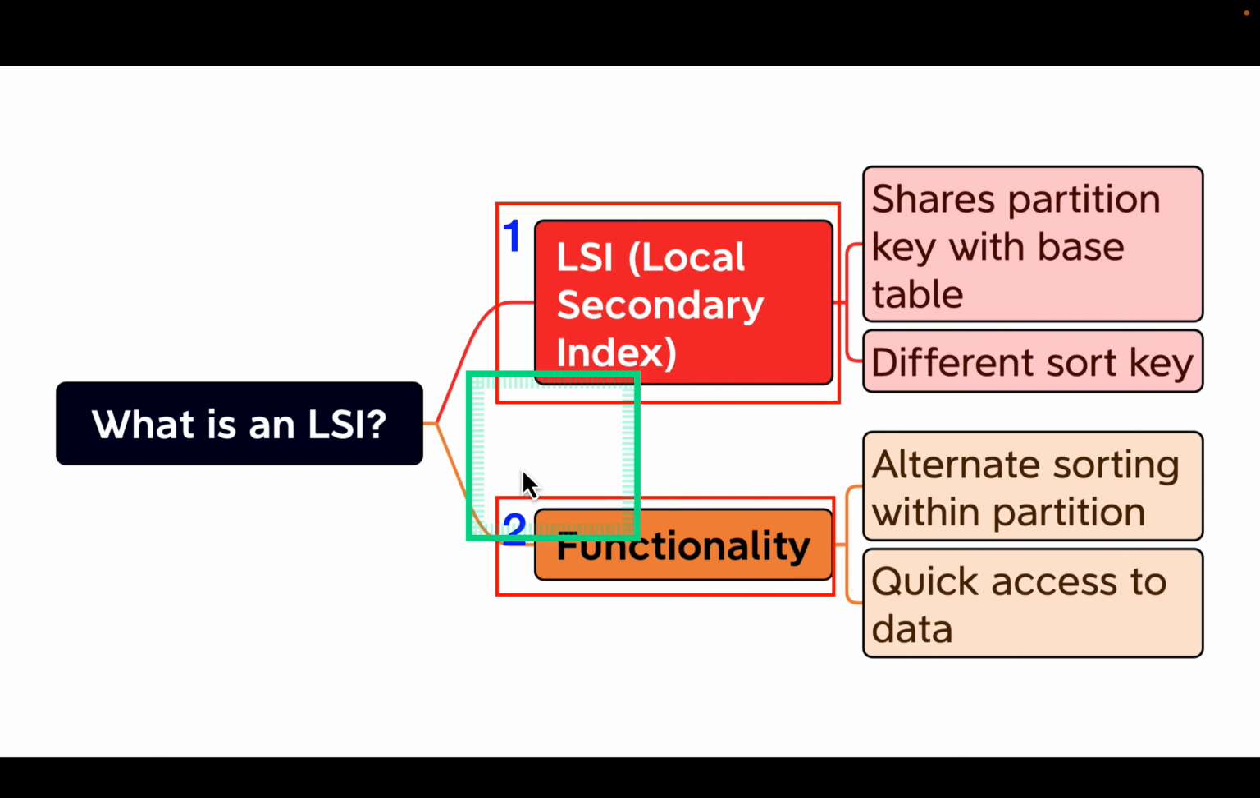And this means within the same partition or grouping, LSIs provide alternate sorting and quick access to data. So on the base table you can have a partition key and a sort key, but with this LSI functionality you have to take the same partition key and you can have some other sort key. So you can have an alternate sorting pattern within the partition, and you can have quick access to your data.